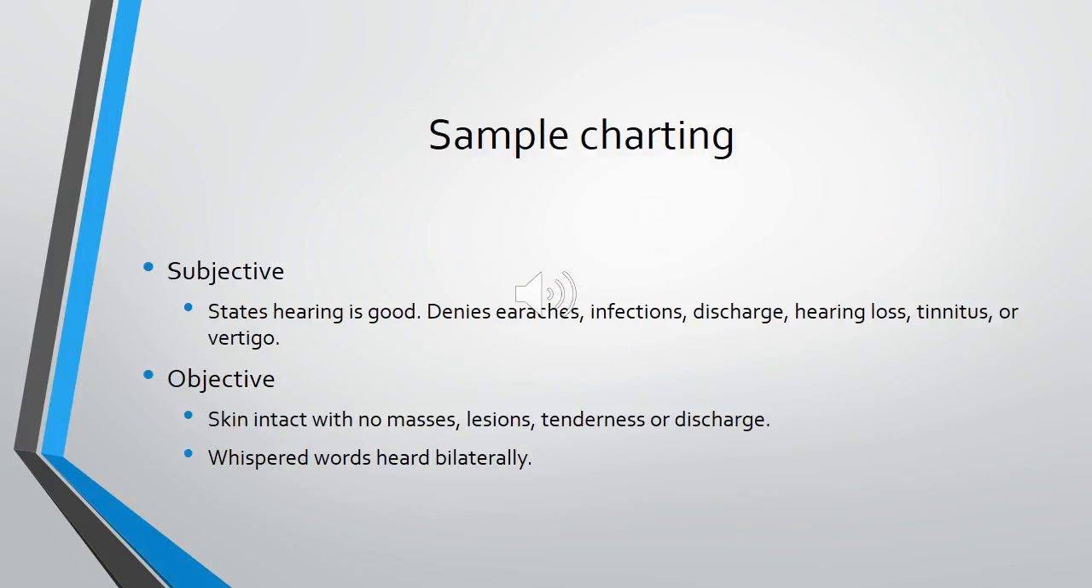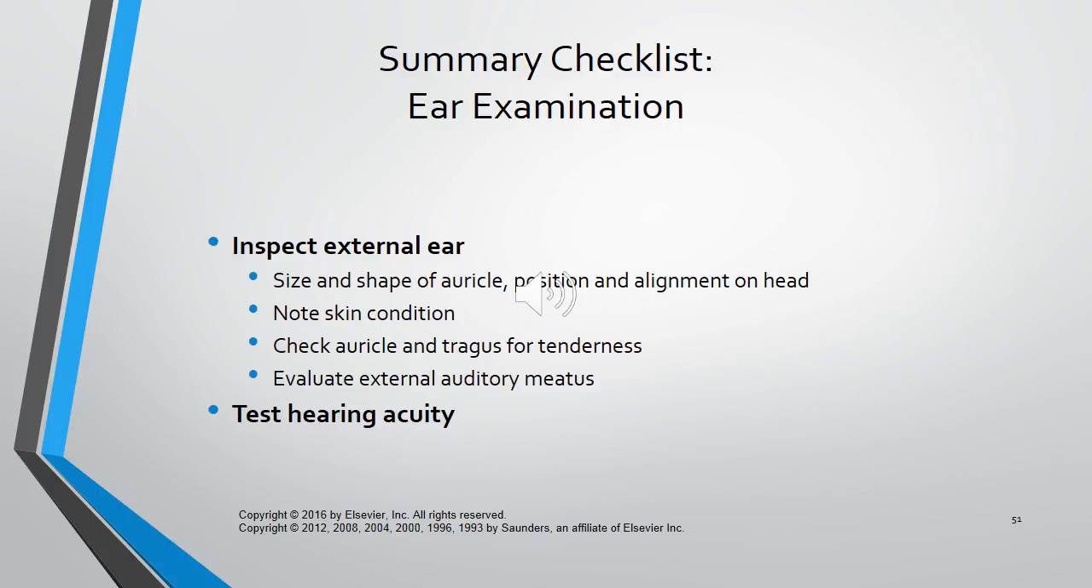So here's your sample narrative charting for your ear assessment. The subjective data is summarized. Patient states hearing is good, denies earaches, infections, discharge, hearing loss, tinnitus, or vertigo. And your objective data is summarized in skin intact with no masses, lesions, tenderness, or discharge, whispered words heard bilaterally. And summary of your physical assessment, start with inspecting the external ear and then testing hearing acuity.